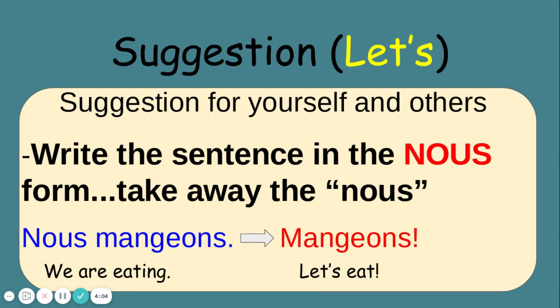And then you have your suggestion, which is let's do this. So instead of coming up with a big invitation question, like, do you want to go to the movies with me? You could just take it as a nice, easy, let's go to the movies. So write the sentence in the nous form because you're including yourself, and just take away nous. Nous mangeons. We are eating. Mangeons. Let's eat. That's it. Dansons. Let's dance. Chantons. Let's sing. You could put any of them. And could you have a longer sentence? Sure. Mangeons la glace. Let's eat ice cream. So you could put anything you want there.